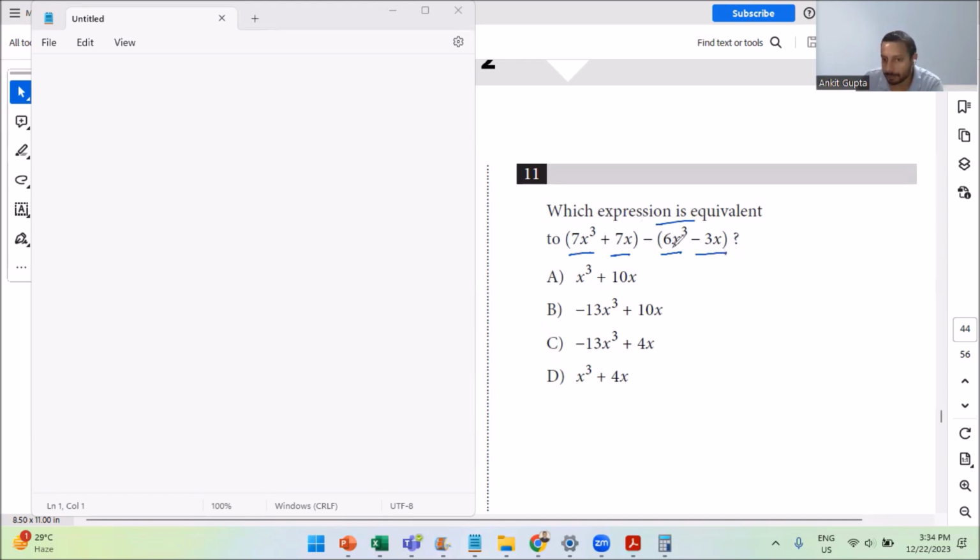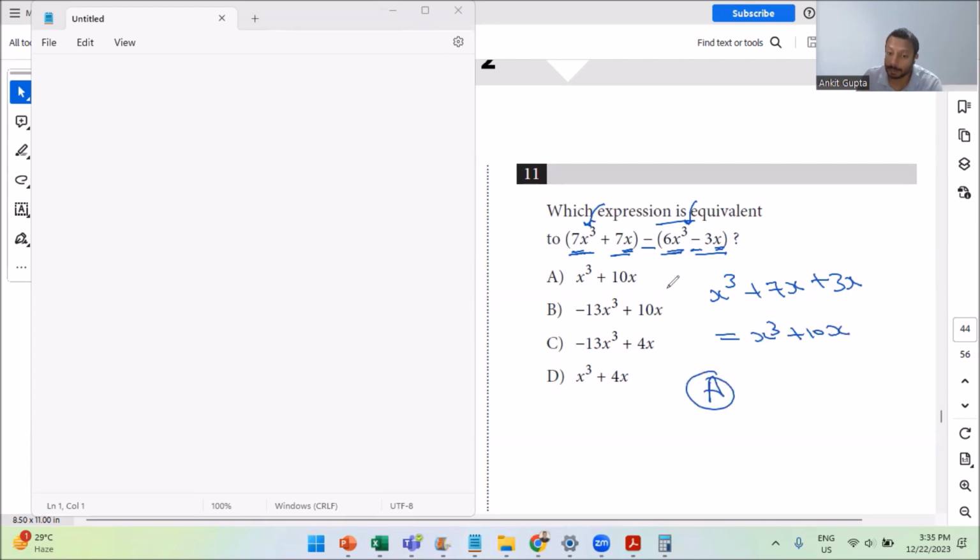So whenever you have to simplify expressions like this, always look for terms which have the same power, right? So I have x cube here and I have x cube here. So I will subtract 6x cube from 7x cube to get the value as x cube. Similarly, I have x raised to 1 here and x raised to 1 here. So I'll have 7x minus, and minus will become plus 3x. So it will become x cube plus 10x, right? So answer will be option number A.